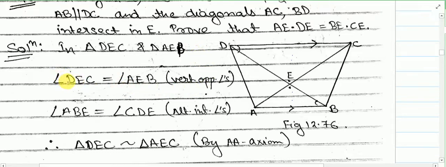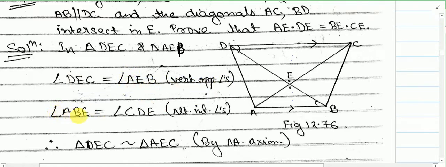You can see that angle DEC, that means I'm talking about this angle, is vertically opposite to this one. So therefore these two are equal. So angle DEC is equal to angle AEB, vertically opposite angles.